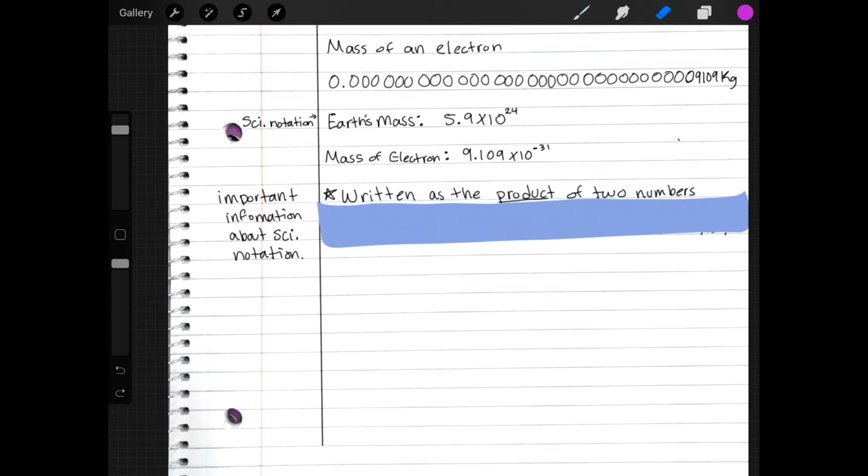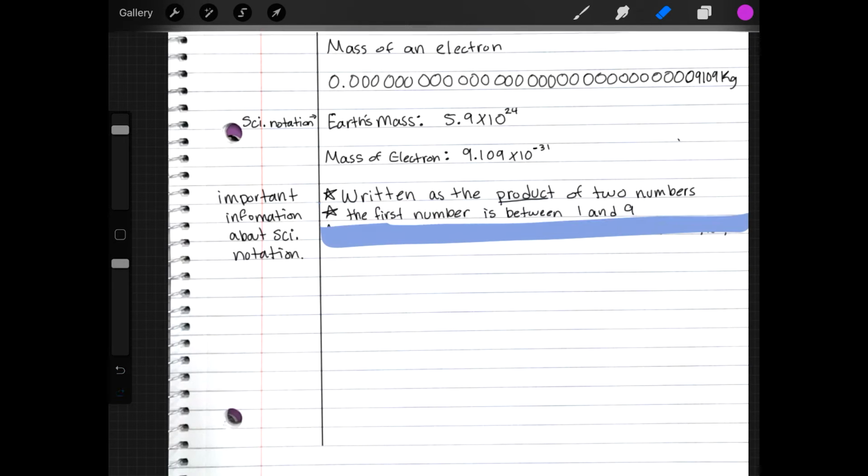The other thing is the first number is between 1 and 9. Let's look. The first number right here is 5. That's between 1 and 9. And the first number for the mass of the electron is a 9. That is between 1 and 9. So those are good to go.